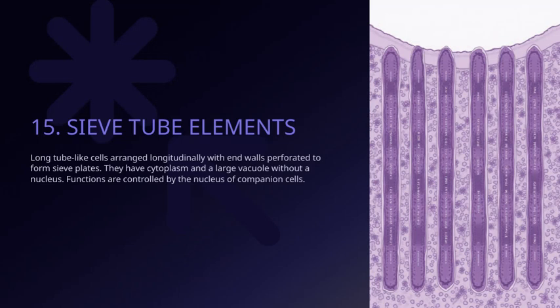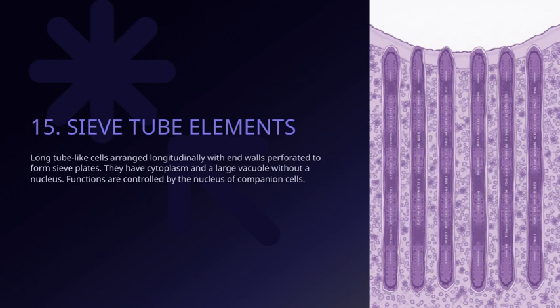Now, let's take a closer look at the sieve tube elements. These are long, tube-like cells that run lengthwise through the plant's phloem. They're arranged in a way that allows for efficient transport, and you'll notice that their end walls are perforated to form what we call sieve plates. These plates act like gateways, facilitating the flow of nutrients between the cells.